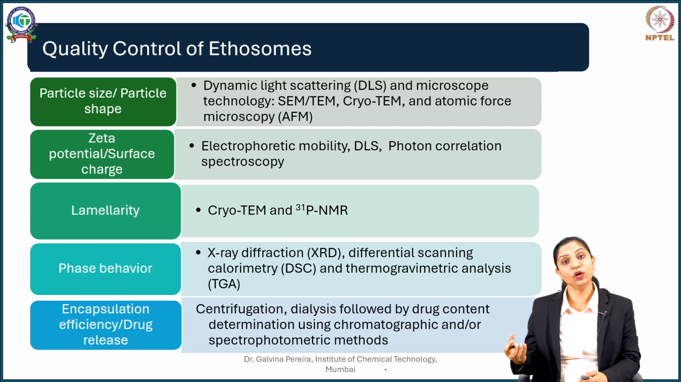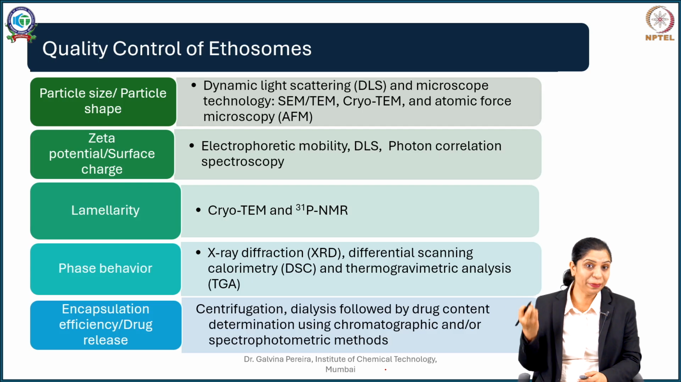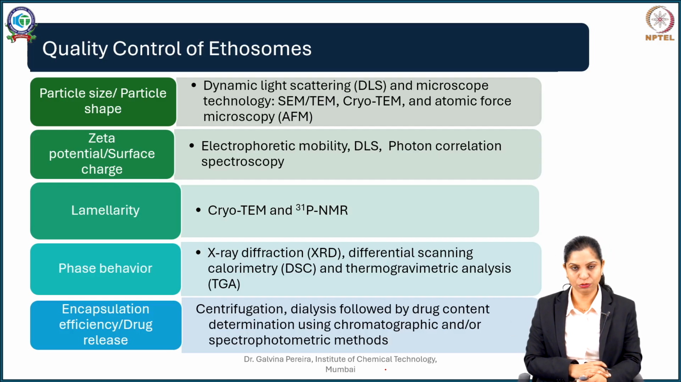Whenever you prepare your ethosomes, you want more and more drug to be trapped inside them. This is checked by first centrifugation, and then the ethosomes are broken up. Dialysis is carried out so that the drug is carried out into buffer, and then using HPLC or any very sensitive analytical technique, you can determine how much drug was encapsulated.